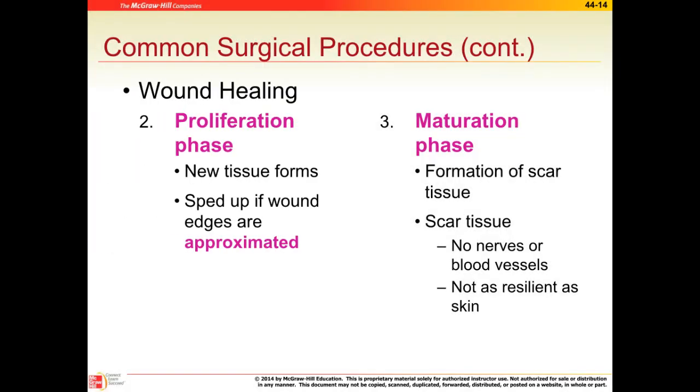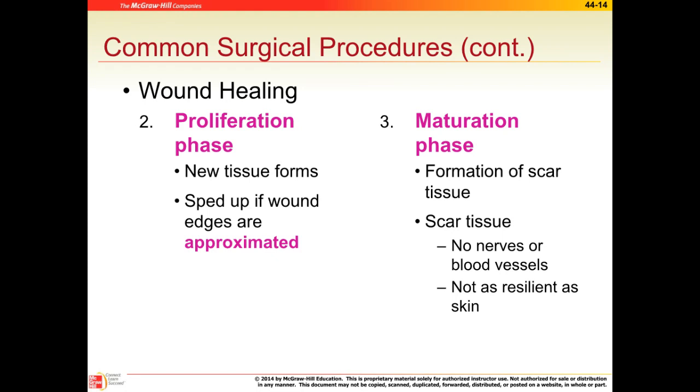The second phase is the proliferation phase, and that's when new tissue forms. It's sped up if the wound edges are approximated. Approximated means they're pulled together or sealed. So sometimes if someone has a laceration to the head, we clean it out, irrigate it really good, and we'll stitch it up. Sometimes we can't. Sometimes we have to let it heal by secondary intention, where we want it to heal from the inside out. So we pack it to keep it from closing up too soon.